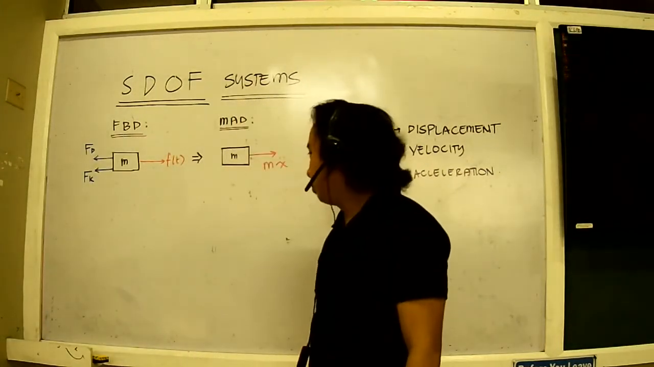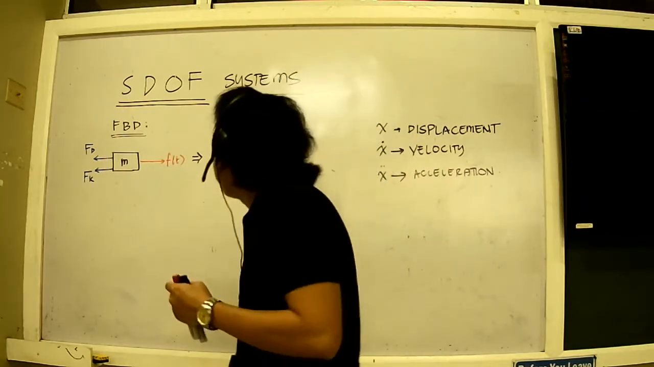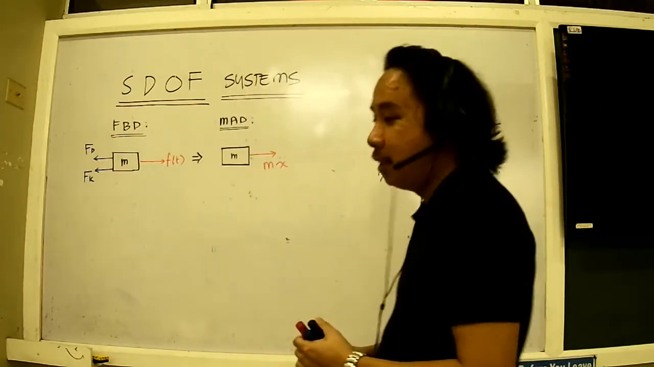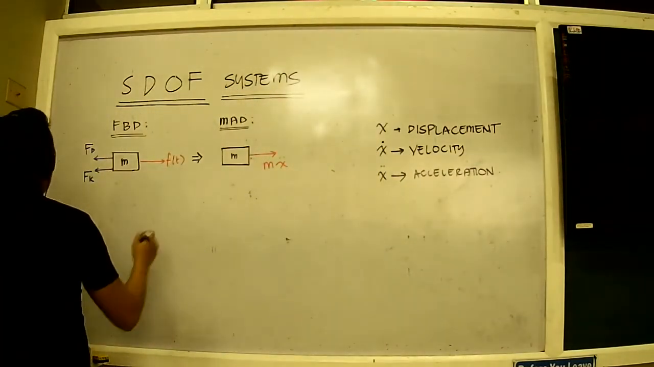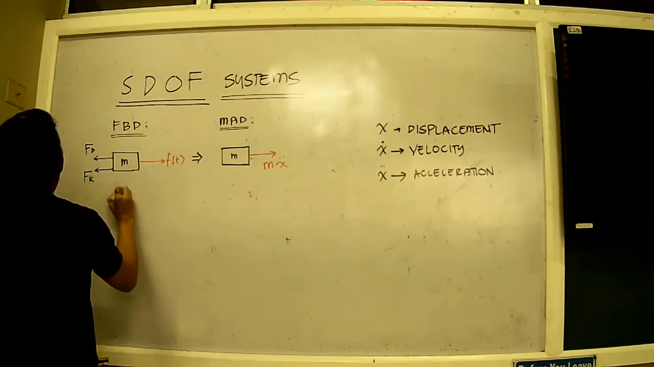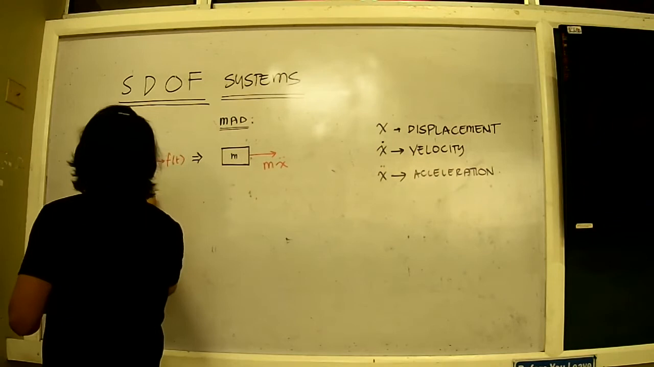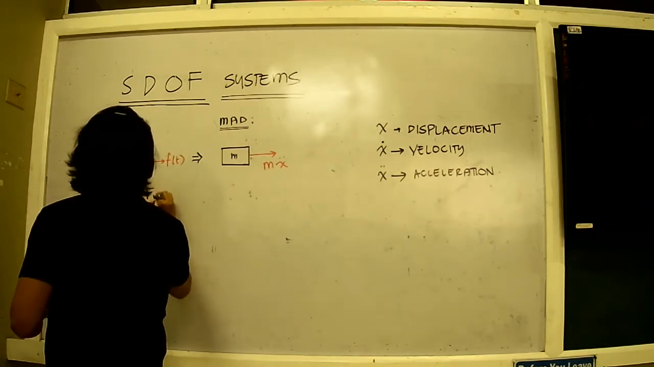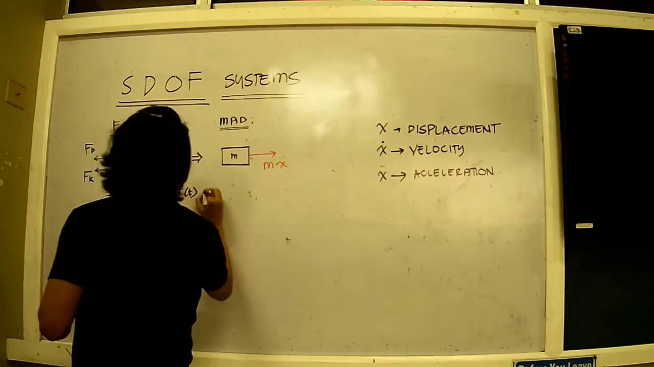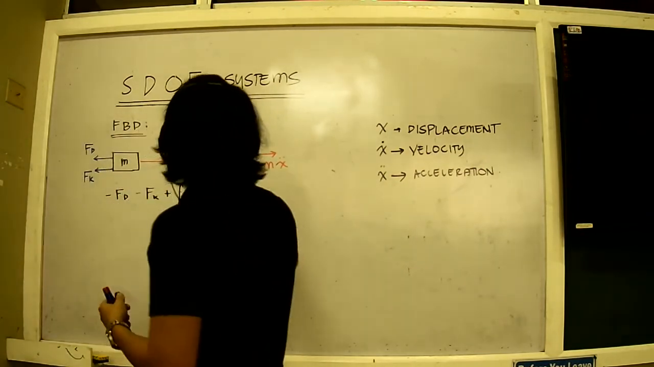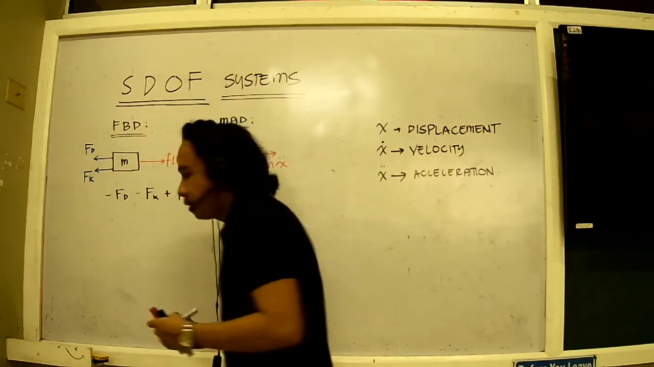Okay, so turning to the discussion at hand, we have our FD and our MAD. Now, from this, we can also infer that FD is going this way, negative, minus FK, and then positive f of t. This should result in m x double prime.